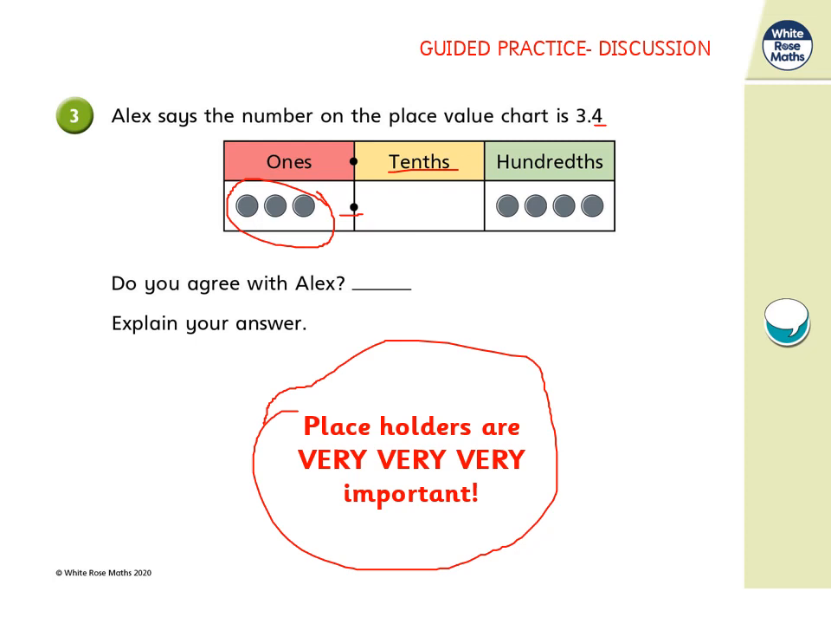So actually, a placeholder would go there as part of my decimal. If I have 3 and I have my decimal point there, because there are 0 tenths, I have to put a placeholder there. There are 0 tenths, because then I can see that there are 4 hundredths and I can write that there. So do you see how Alex's number 3.4 is different to my number 3.04? He's forgotten to put a placeholder in the tenths column where there are no counters at all. So here it says placeholders are very, very important, and they are.